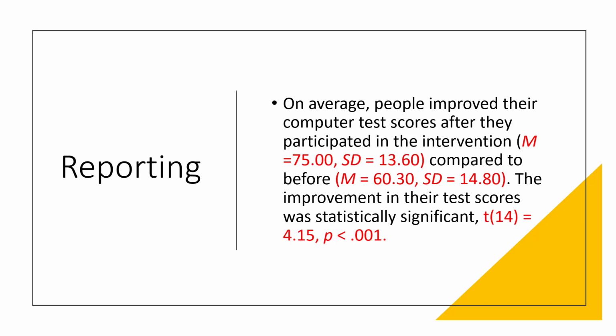This is how you report the results of dependent sample t-test. On average, people improved their computer test scores after they participated in intervention compared to before. The improvement in their scores was statistically significant. Again, make sure to include the means and standard deviations for both groups, as well as the t-value, degrees of freedom, and p-values.